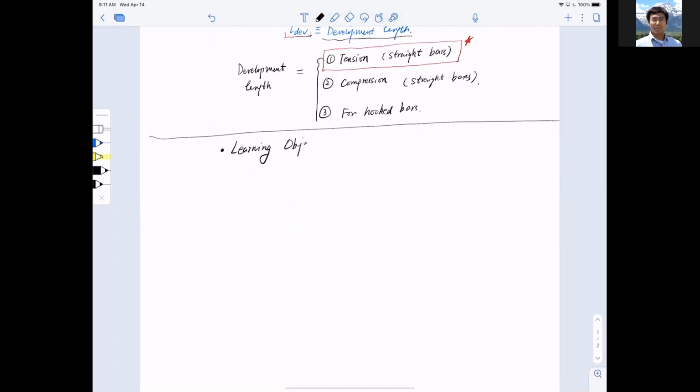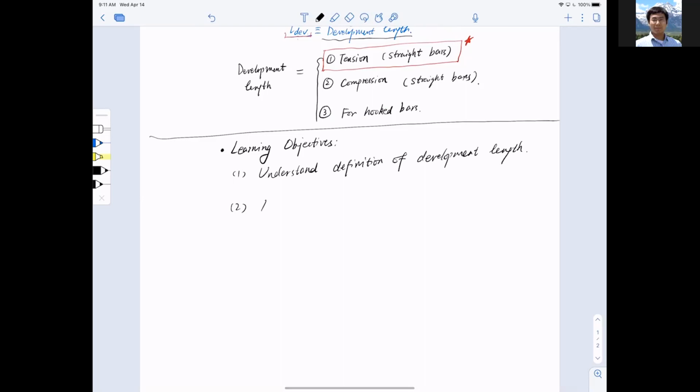The learning objectives, what do we need to understand from this? First, we need to understand the definition of development length. And we know that already, it's quite straightforward. It's just the length that will help you build up the stress in the bar to reach the yield strength of the bar. So that is the definition.